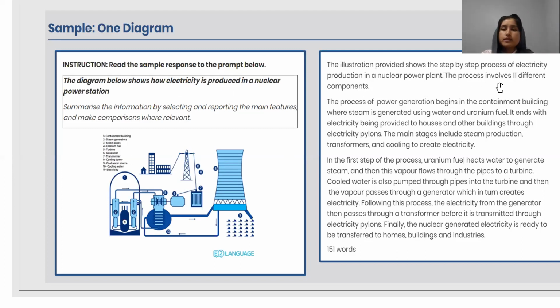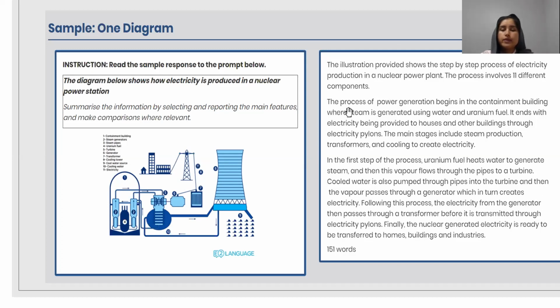And then the process involves 11 different components. So from first to 11th. So we can always, in the diagrams, just write the first and end of it, or just paraphrase the question and then write how many stages it has.